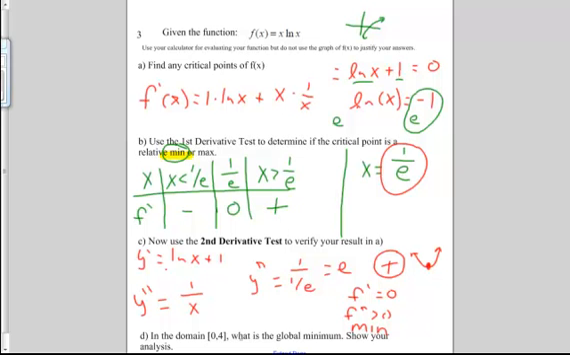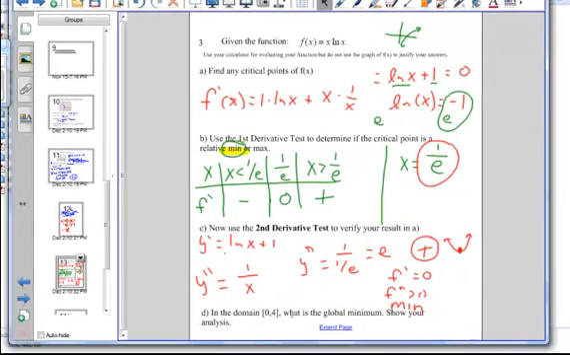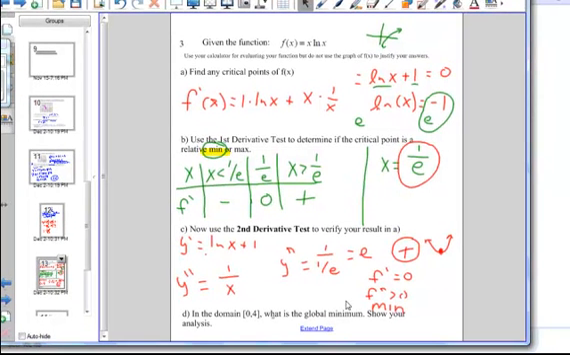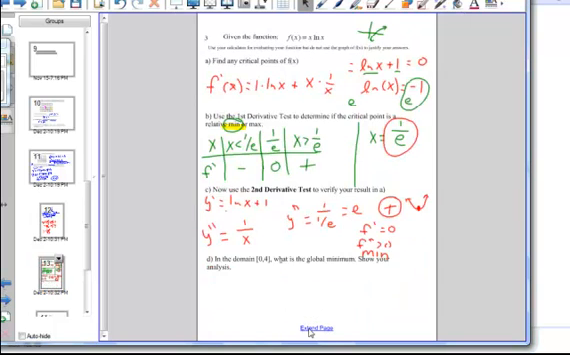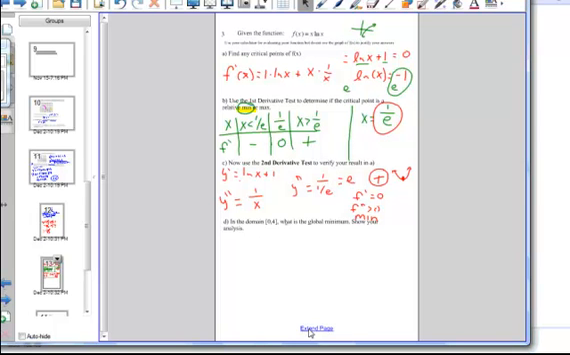Okay, let's see. The next question says, in the domain 0 to 4, what is the global minimum? Show your analysis. So to find the global minimum, we know that there's a local min when x equals 1 over e. So we need to find out what the value is. So f of 1 over e equals 1 over e times the ln of 1 over e.